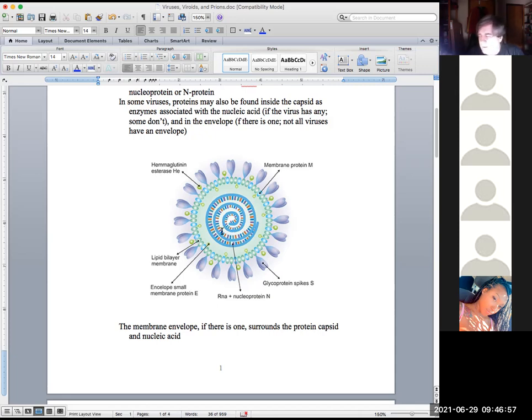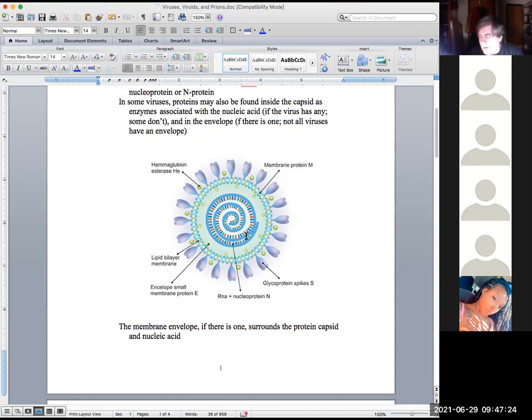The nucleic acid, just like we talked about with prokaryotic cells, just like we also talked about with eukaryotic cells, can be divided into sections that we call genes. And each gene is the instructions for the primary structure of a protein, the order of the amino acids in a protein.